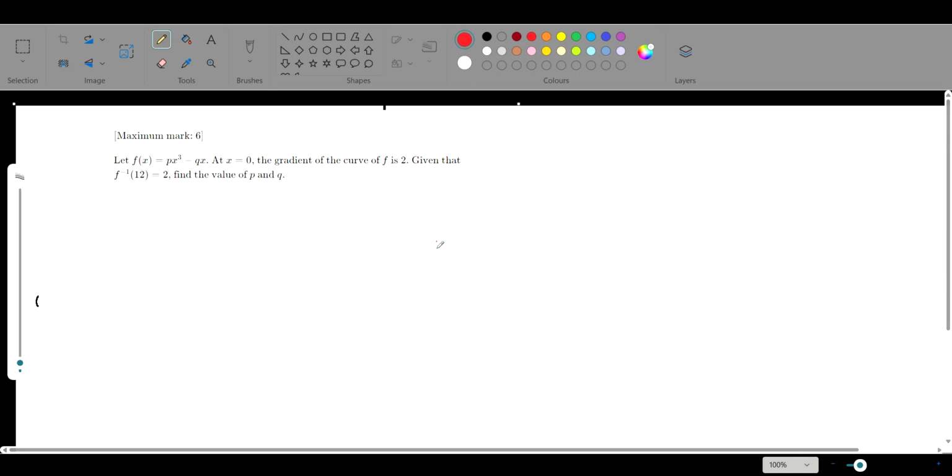We have the function f(x) given, px cubed minus qx. Find the value of p and q.